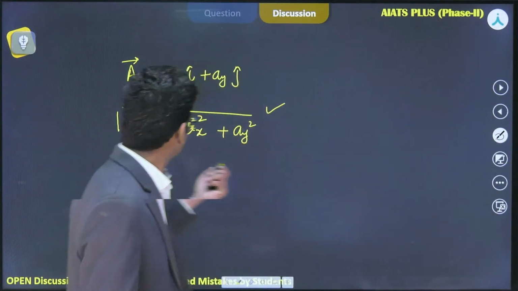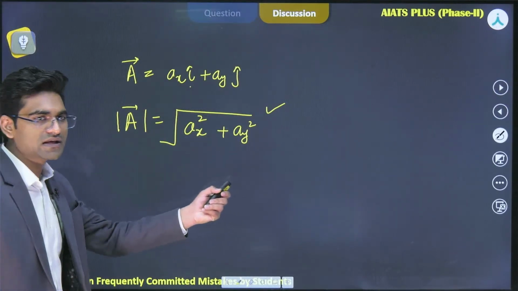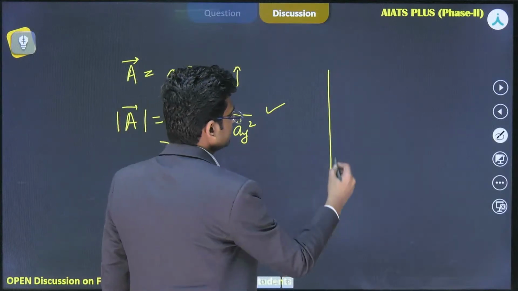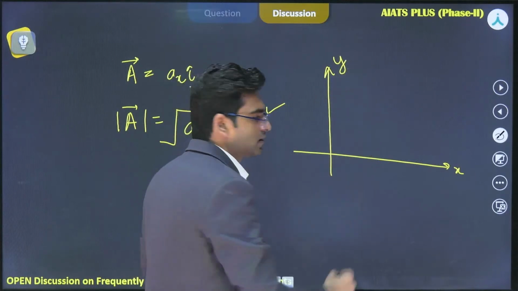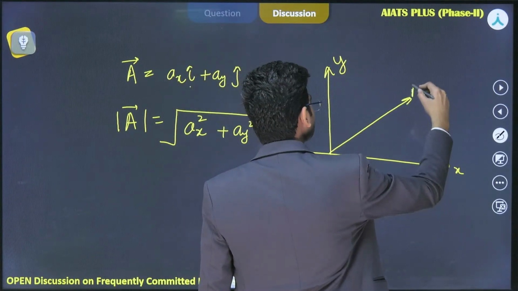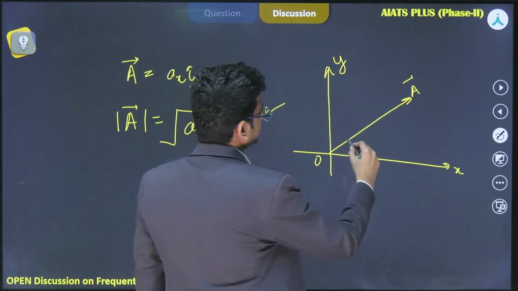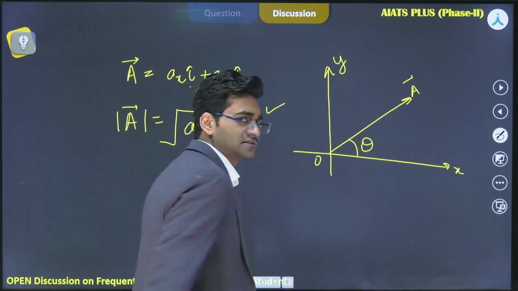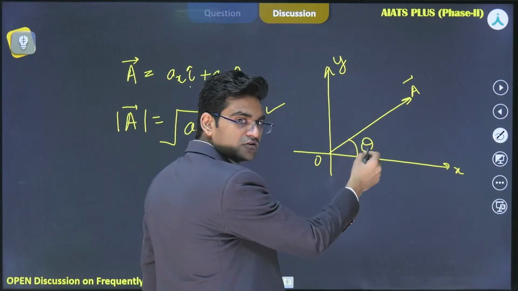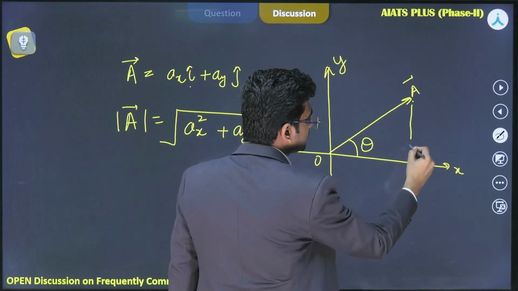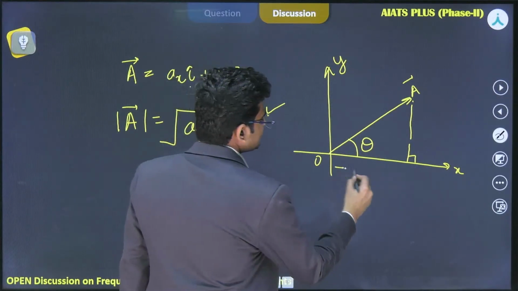Let's see the direction of this vector with the horizontal axis or the x-axis. If I draw my coordinate axis, that is x and y axis, and let's say this vector is represented like this from the origin, this is A vector. The angle with x-axis is this theta. To find the value of this theta, I can draw a perpendicular from this vector on the x-axis, right? What is this length?